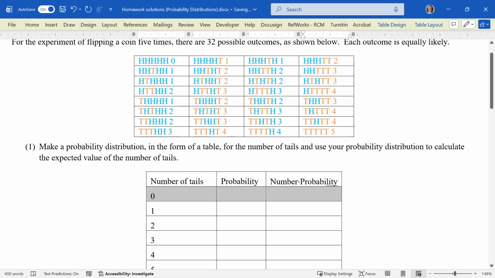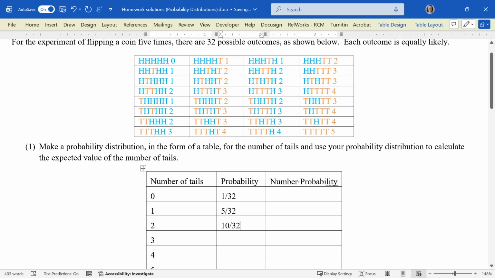So now I want to know how many outcomes are there with 0 tails out of these 32, and there's only 1. So the probability of getting 0 tails is 1 out of 32. For 1 tail, how many of these have a 1? There's these two, 1, there's this one, 3, 4, 5, and I think it's just those 5. So that's 5 out of 32. How many outcomes have 2 tails? Let's see, there should be a lot more. So 1, 2, 3, 4, 5, 6, 7, 8, 9, and 10. So there are 10 outcomes that have 2 tails.